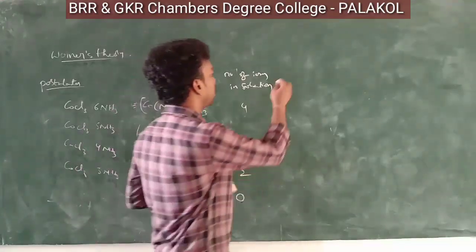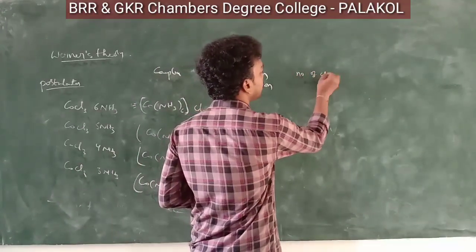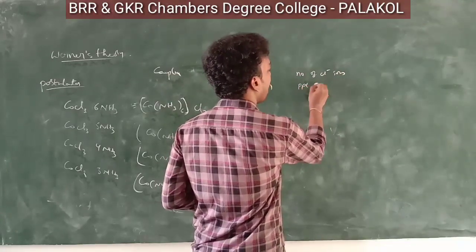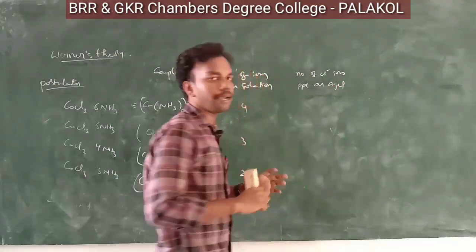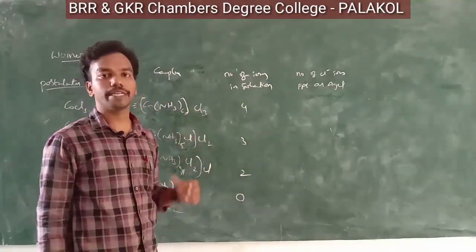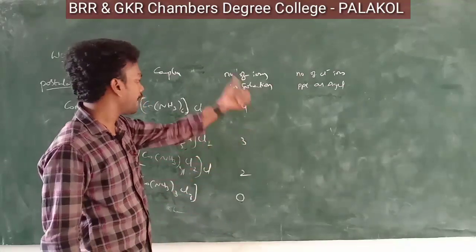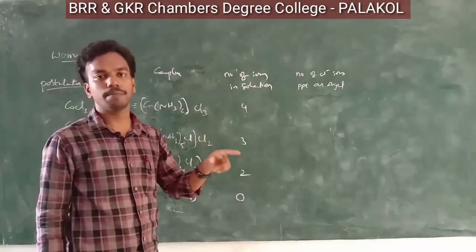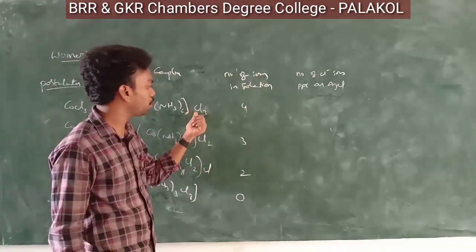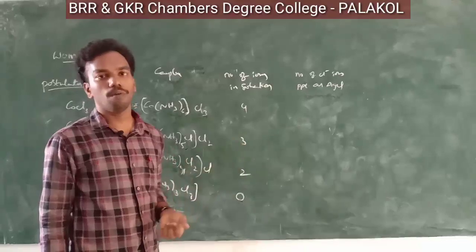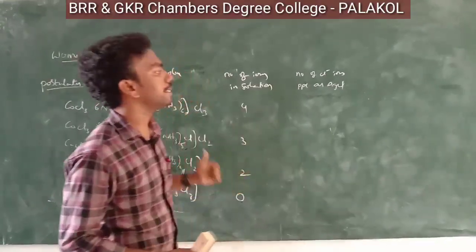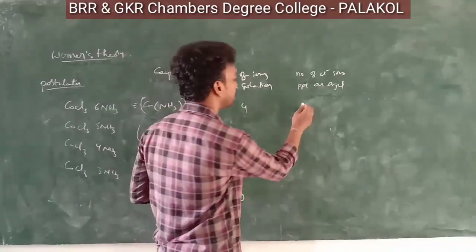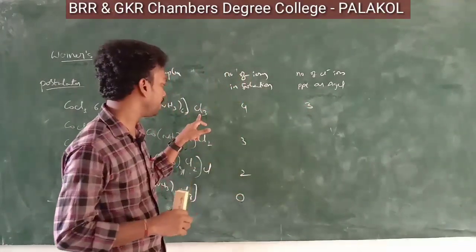That means the number of Cl minus ions precipitated as AgCl. How many chloride ions are available to react with Ag plus? We add AgNO3 solution, which contains Ag plus and NO3 minus, to this complex solution. Ag plus reacts with these 3 chloride ions, forming 3 AgCl white precipitate. So how many chloride ions react with Ag plus ions? That is 3, because we have 3 chloride ions.